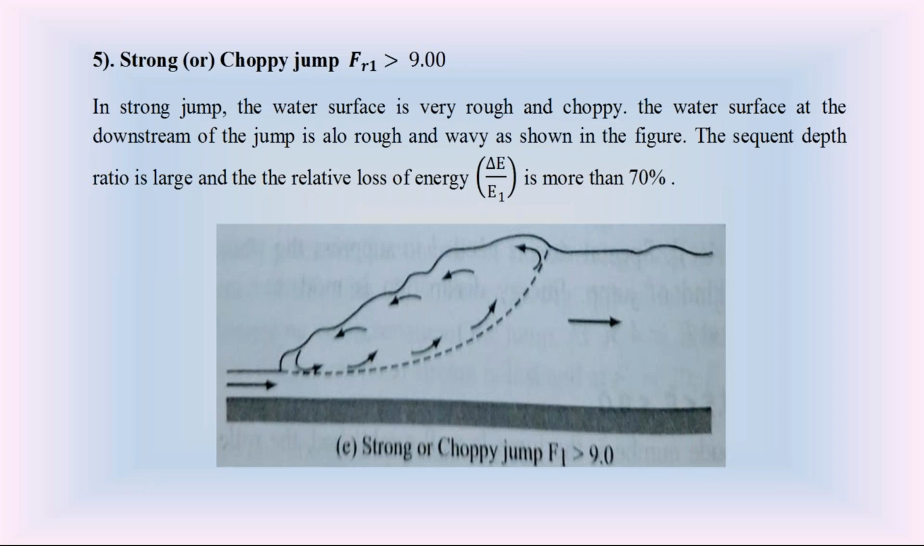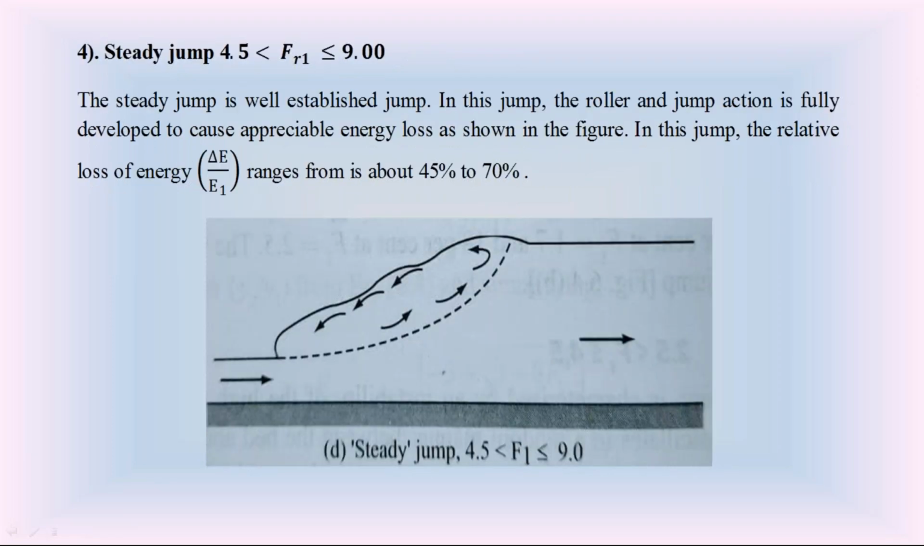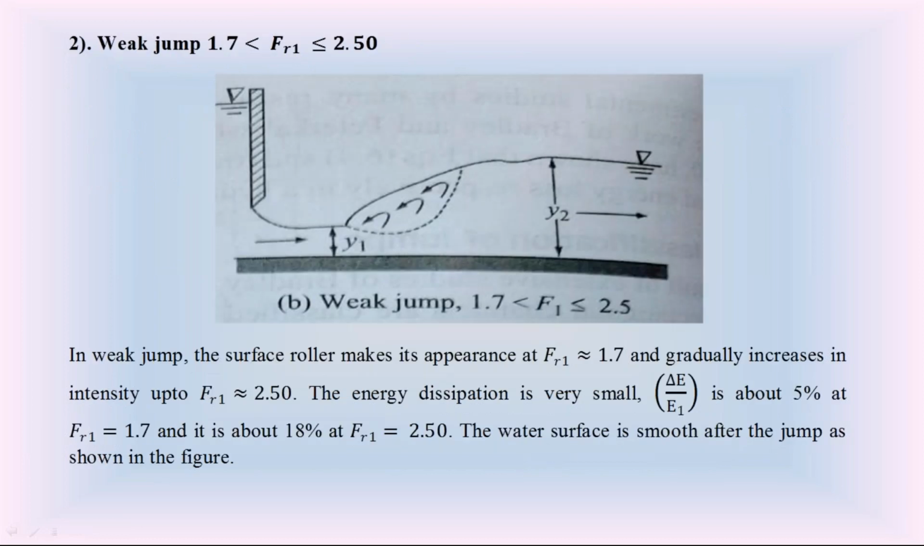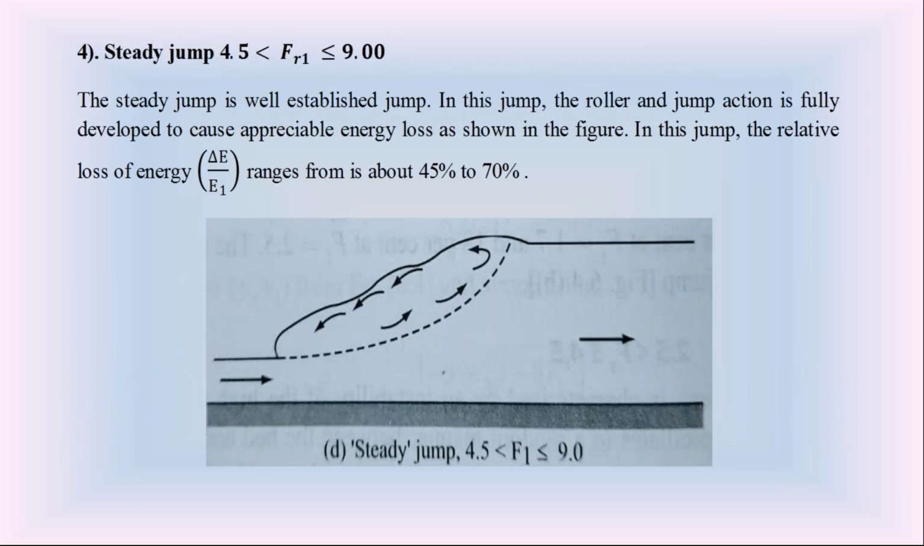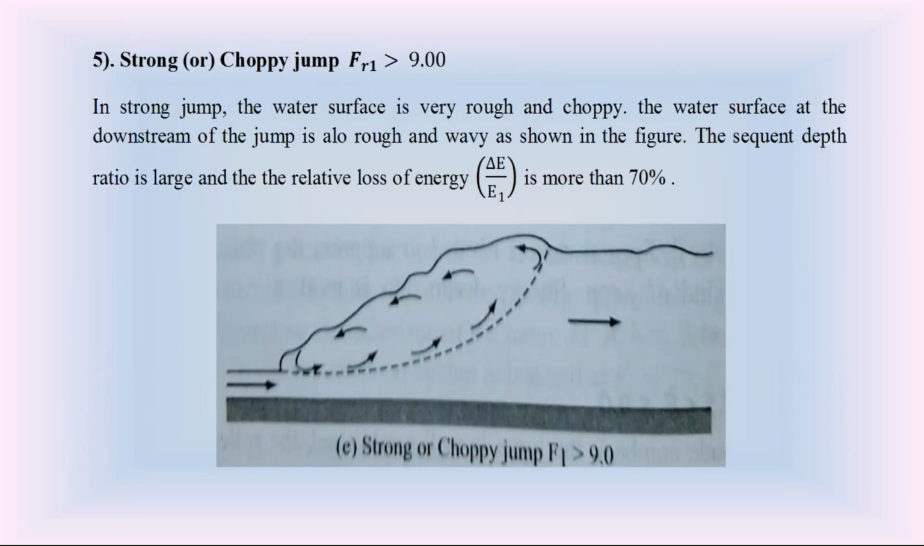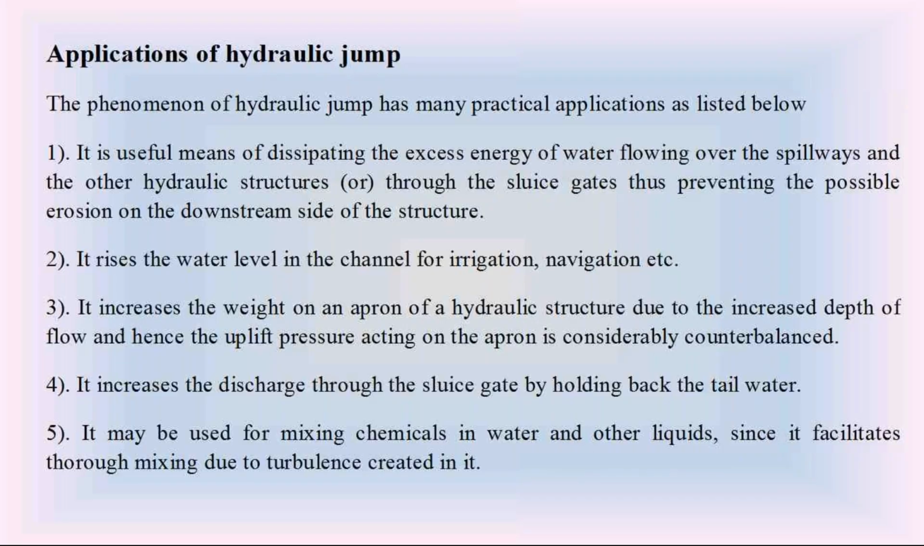And for this strong hydraulic jump, this energy ratio delta E by E1 is 70%. So like that, we have 5 types of hydraulic jumps in open channels. First one is undular hydraulic jump, weak hydraulic jump, oscillating hydraulic jump, steady hydraulic jump, and strong hydraulic jump. Then what are the applications of hydraulic jump?